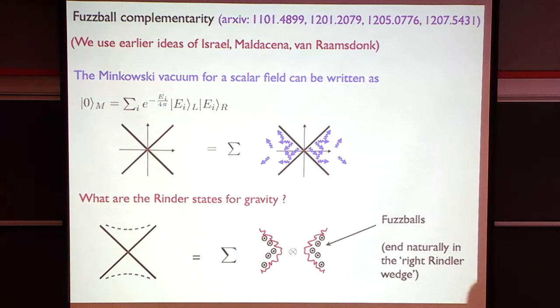And so let me just begin the story this way. We just go back to the Minkowski vacuum. And let's say for a scalar field, we can write it in terms of entangled right and left energy eigenstates. So this is left state, right state, let's say for a scalar field, and you can do that. So you can ask, what are Rindler states for gravity? If I just take this room, it's Minkowski space, I cut across the middle, and I try to make a Rindler decomposition, shouldn't there be a singular decomposition for gravity, and what are those guys?